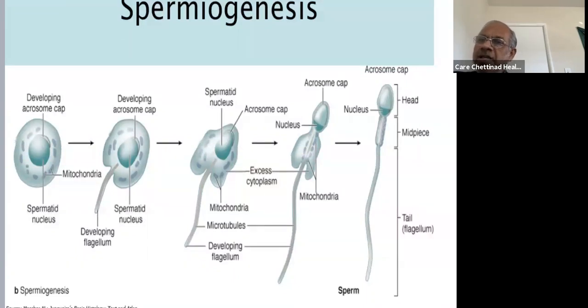Normally, these spermatozoa are released only after they become mature, but sometimes you can see immature germ cells also in the ejaculate. If there are too many immature germ cells in the ejaculate, it indicates there's some problem with spermatogenesis.